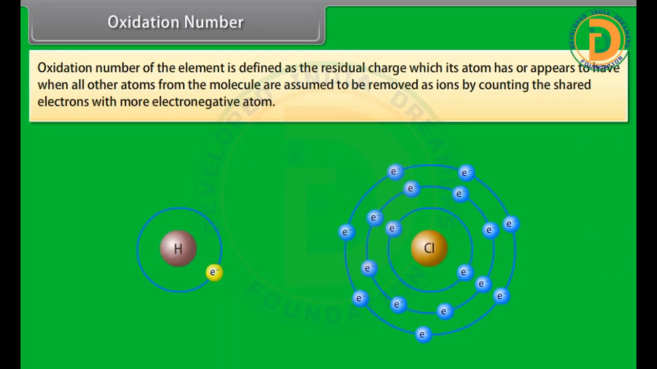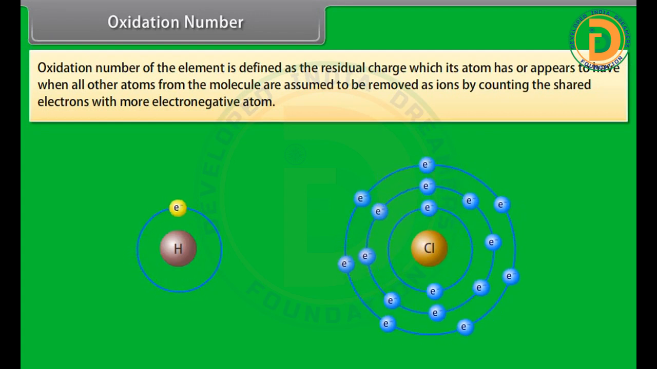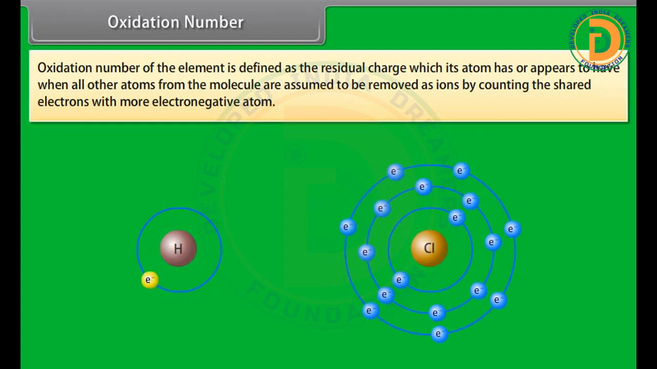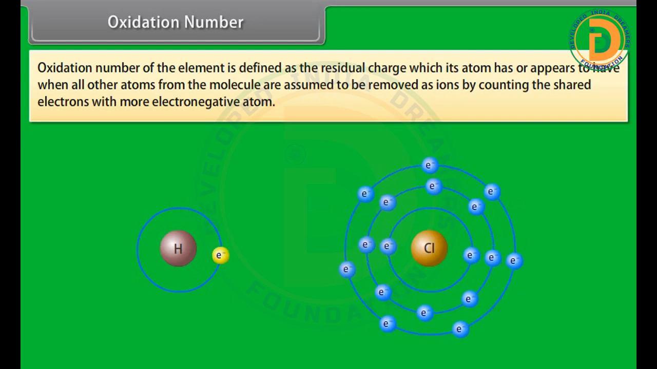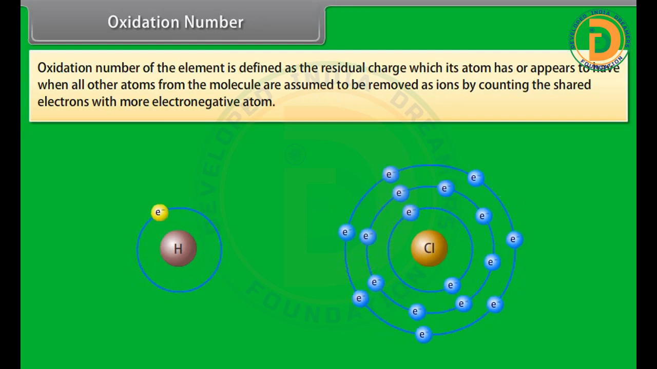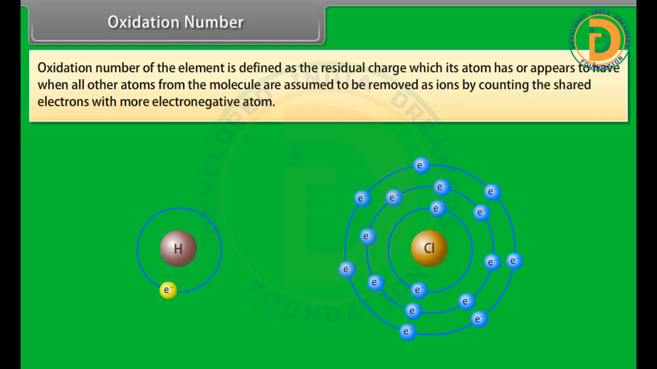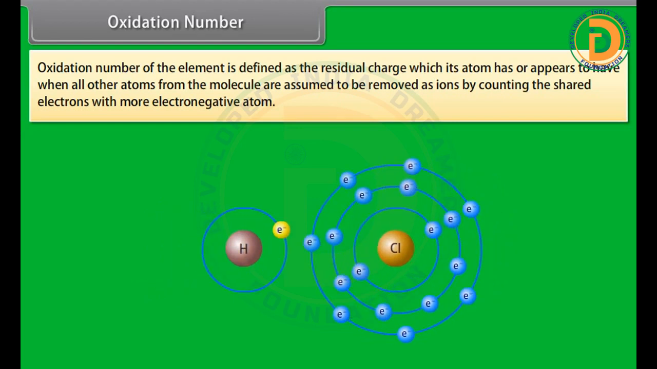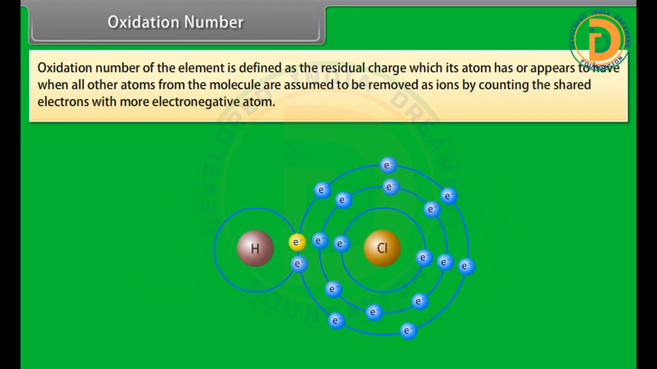Oxidation number. Oxidation number of the element is defined as the residual charge which its atom has or appears to have when all other atoms from the molecule are assumed to be removed as ions by counting the shared electrons with more electronegative atoms. Consider an example of hydrogen chloride molecule.